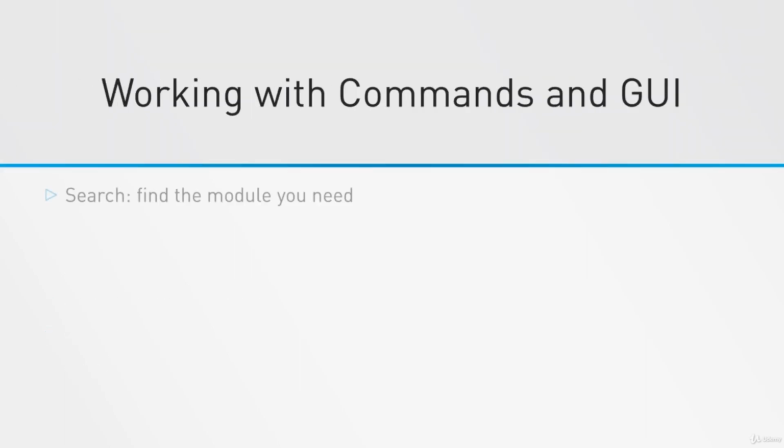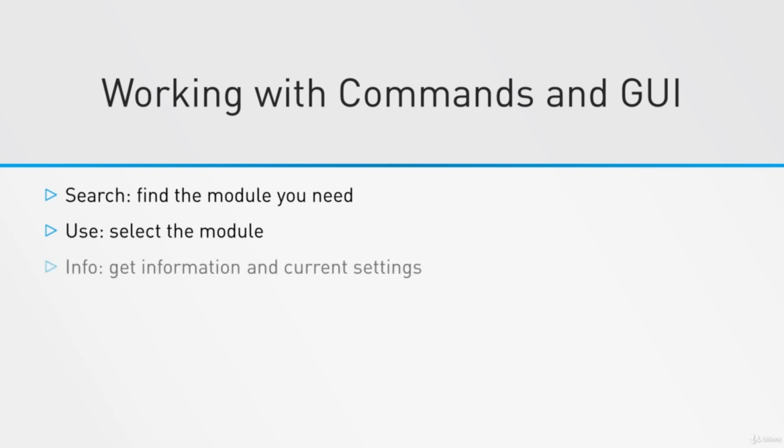And for the commands, we have the search command that will help you to find the module you need. Then we have the use command to select that module. We also have the info command to get all the information about the selected module, including its options and their current settings. You can view these options also using the show options command. And you can configure or change the settings of these options using the set command.